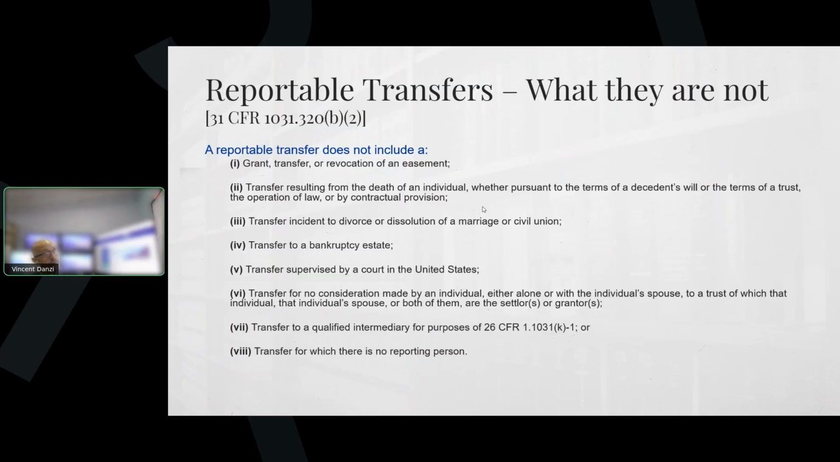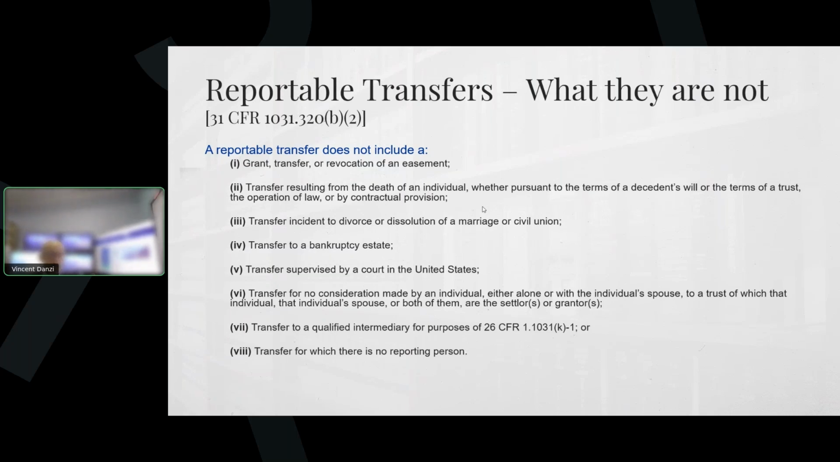One of the more important exceptions here that we should talk a little bit about is listed here at Romanet 6, which is a transfer for no consideration made by an individual, either alone or with the individual's spouse, to a trust of which that individual and individual's spouse, or both of them, are the settlors or the grantors.